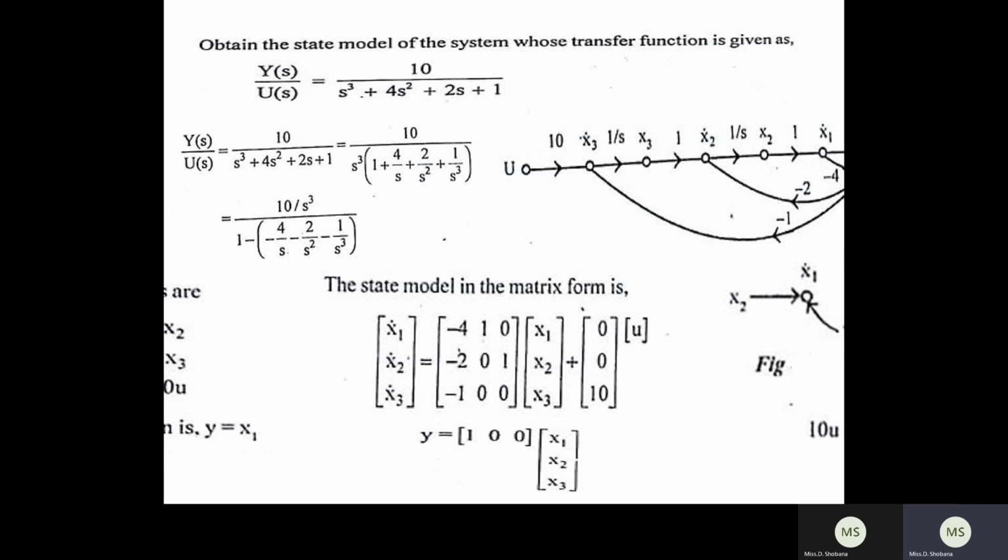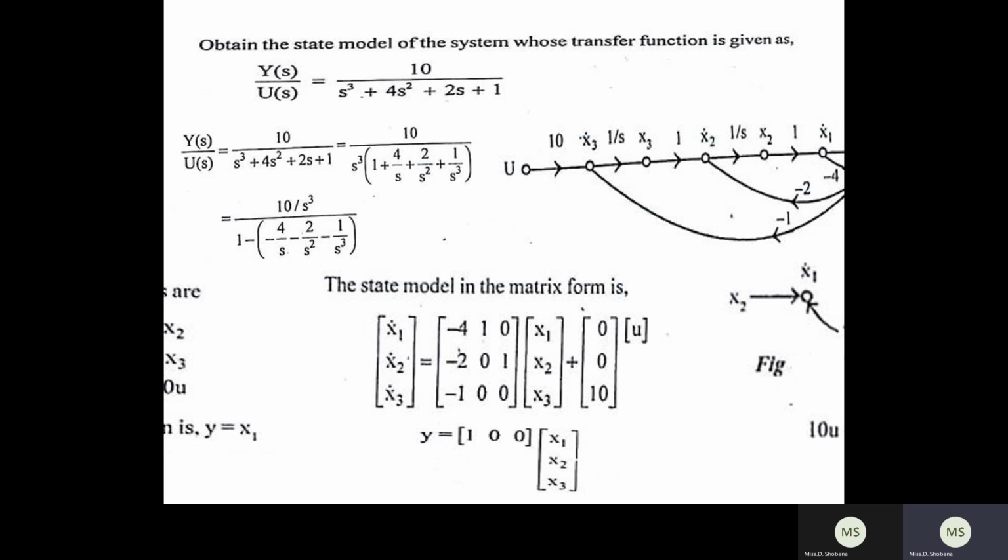So for each s you will be getting an input and output node. First, the input is u, the equation. Then write x1 dot is equal to minus 4 into x1 plus 4 into x2, and x2 dot is nothing but minus 4 into x1 plus x3, and x3 dot is nothing but minus x1 plus 10u. So that will be the thing.